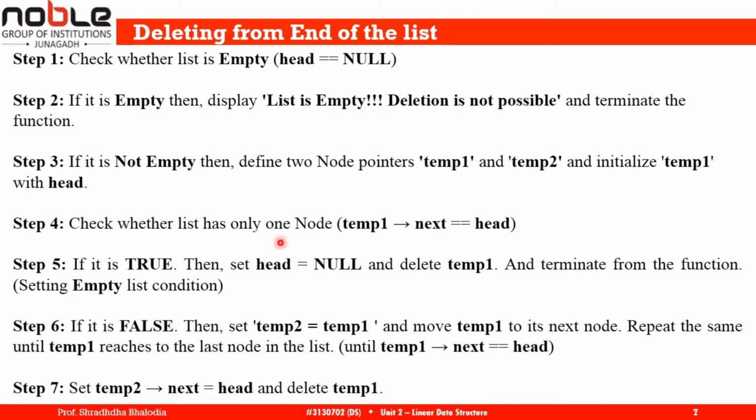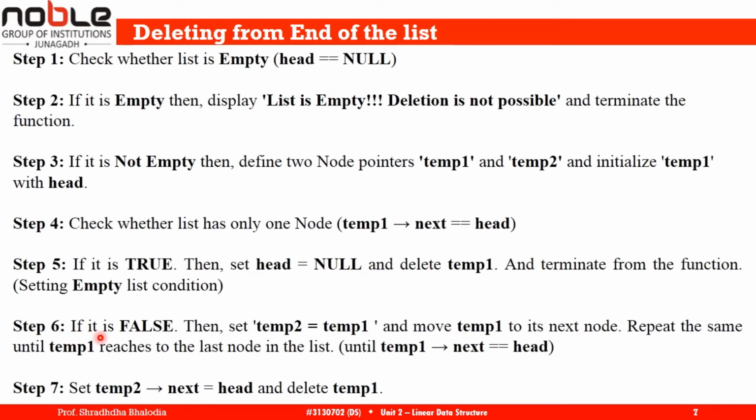So check whether the list has only one node by using the condition temporary 1's next is equal to head. If it is true, that means the list has only one node, then set the empty conditions. It means head is equal to null and delete temporary 1.